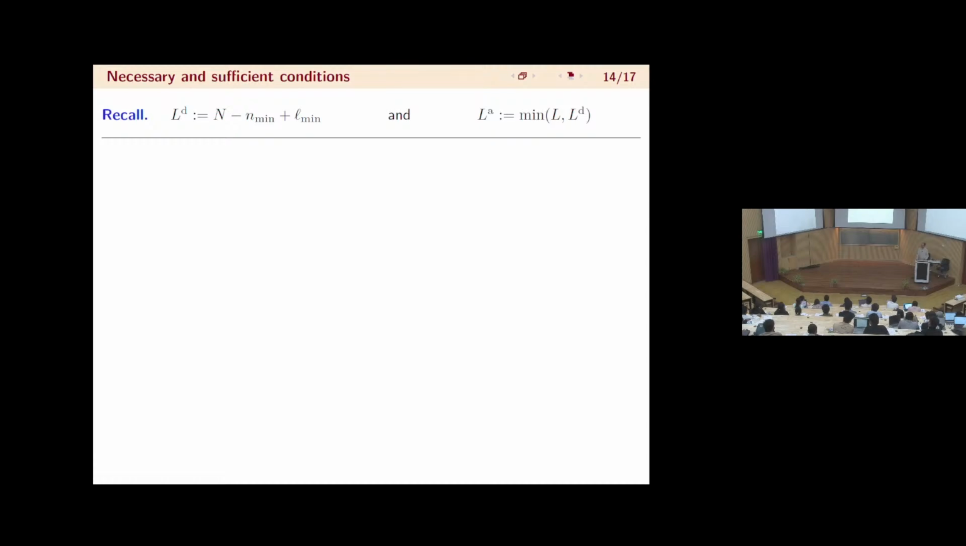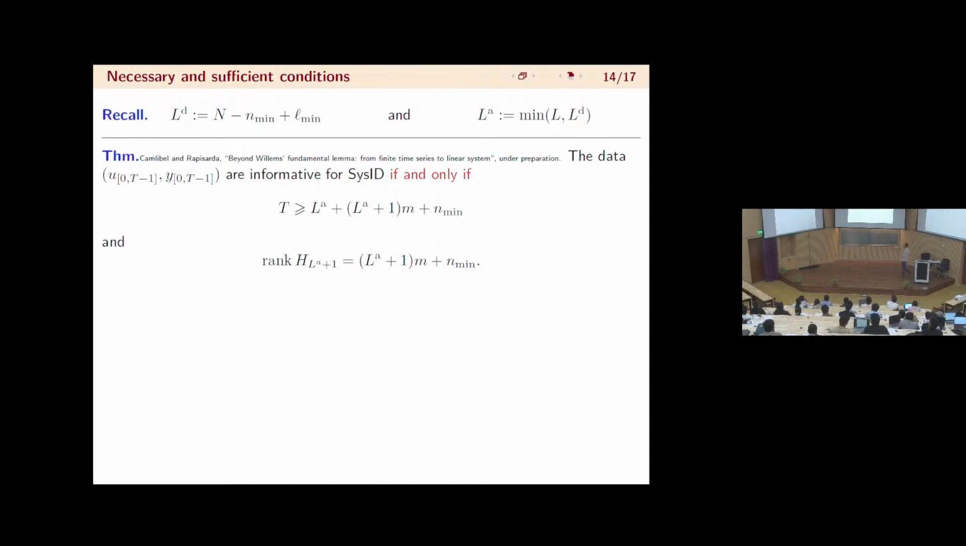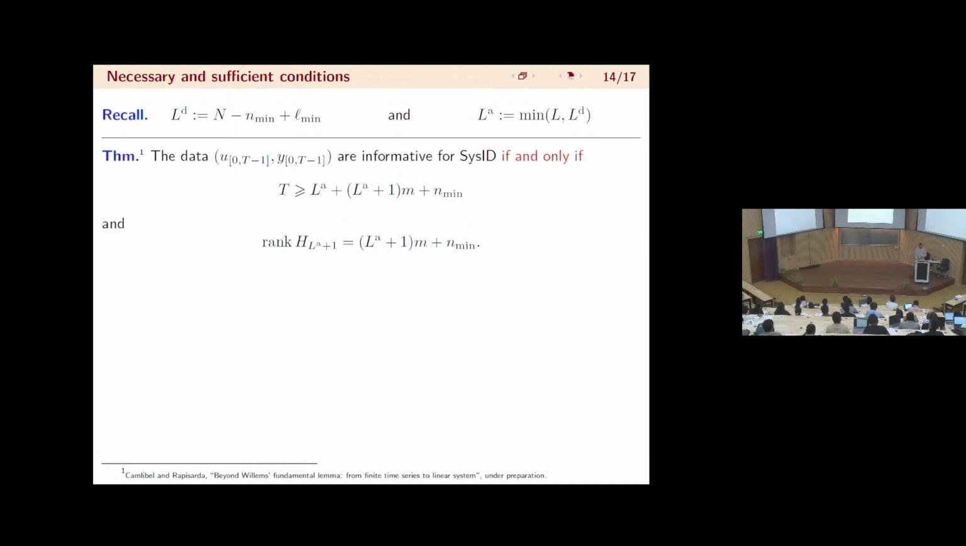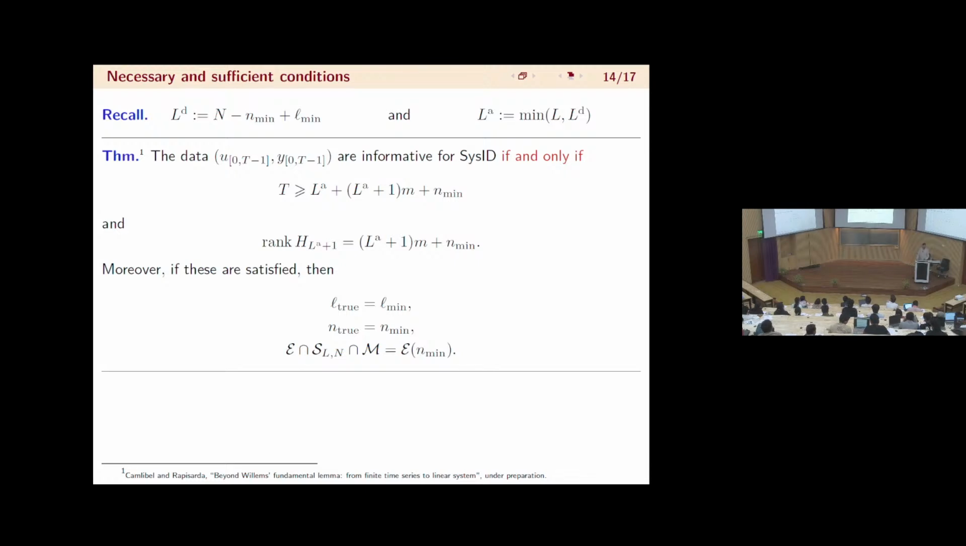Okay? Now, here are the necessary and sufficient conditions. The data are informative for system identification if and only if T is greater than or equal to this number and the rank of the input-output Hankel matrix at depth LA plus 1 is equal to this number. Okay? Moreover, if these conditions are satisfied, then L true is L min, N true is N min, and any N min explaining system is actually isomorphic to the true system. So what does it say? It says start from the data, find LA, N min, L min, check this condition.